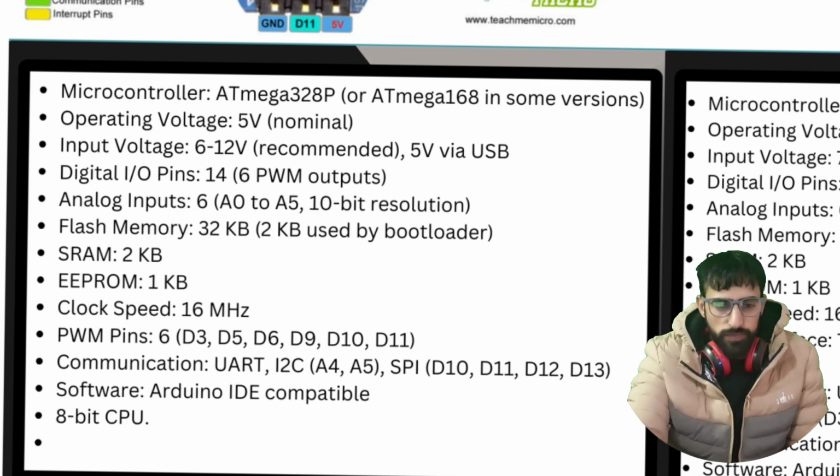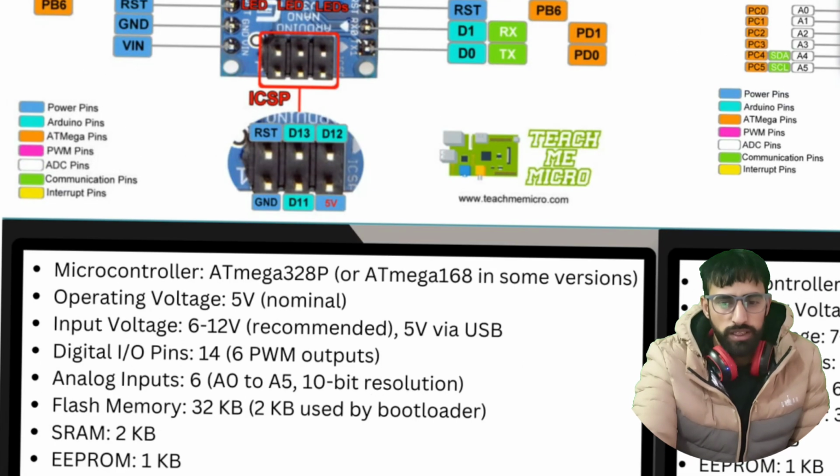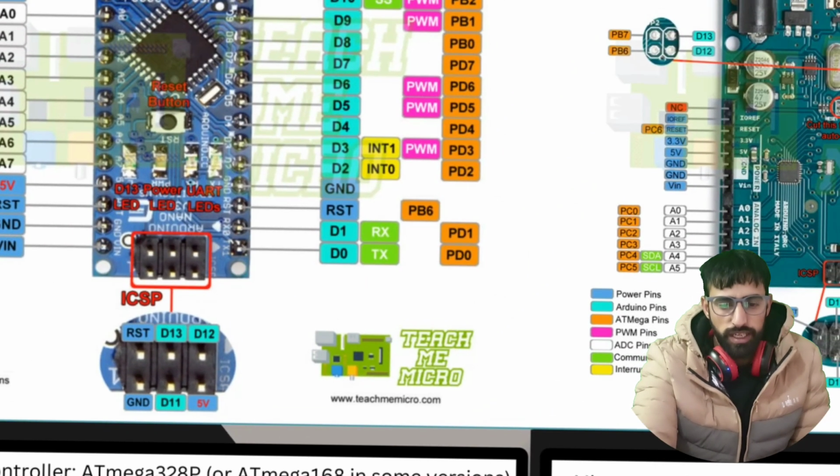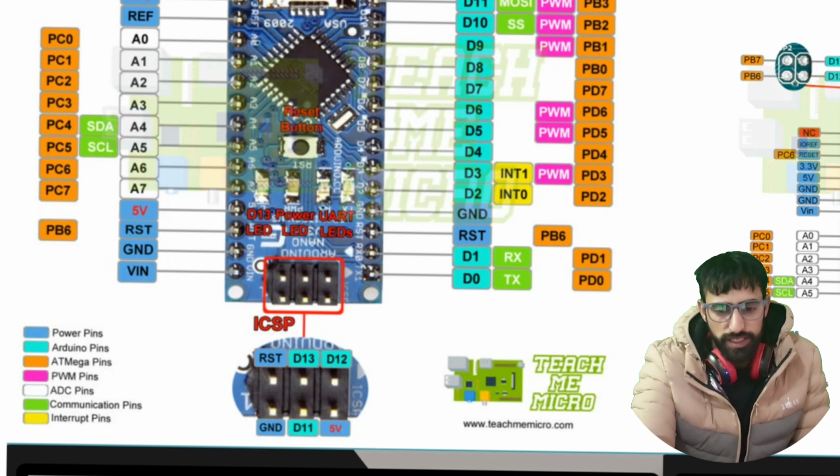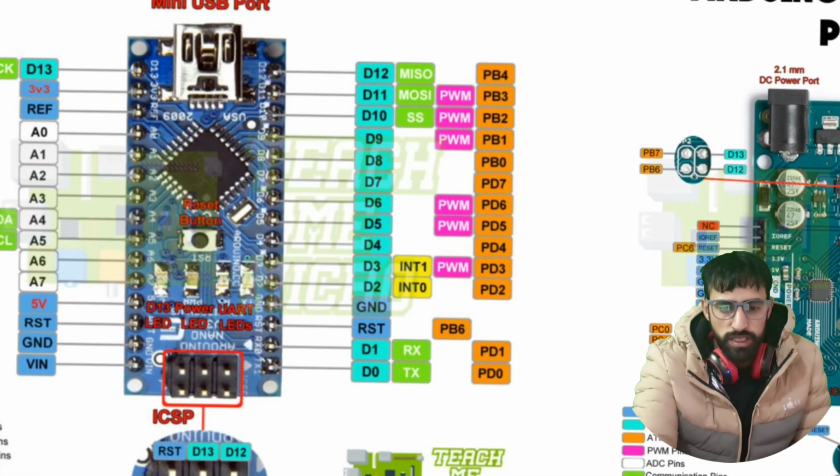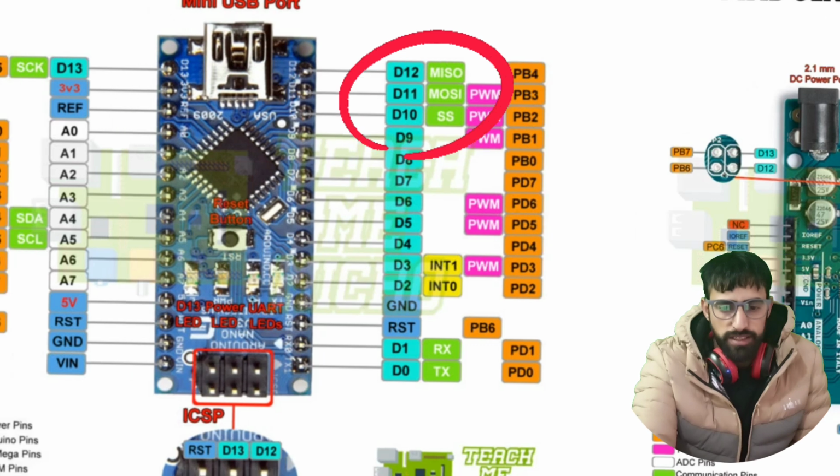Here I can show you one thing. These are the RX and TX pins here, and A4 and A5 are SDA and SCL. So these are the UART and I2C communication pins, and here you can see SS, MOSI and MISO. These are the SPI communication pins, and those are the I2C communication pins.